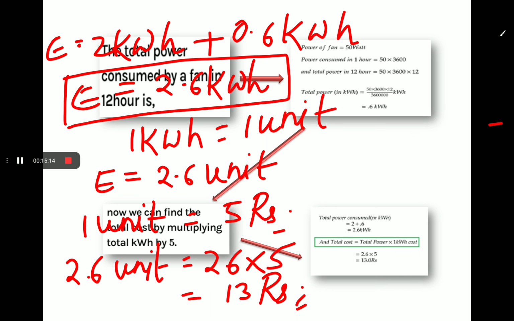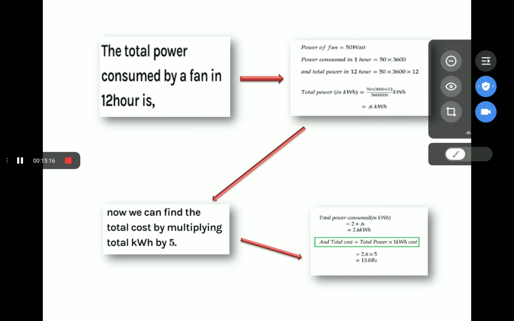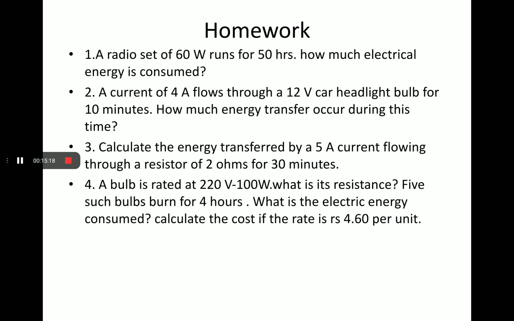Now, in the next slide, there are some questions which are your homework, and all 4 questions are solved in the same manner as you have just seen. So students, you have to solve all 4 questions, make the right calculation and send it to me.